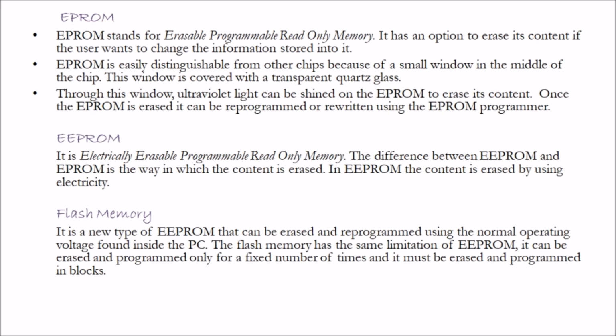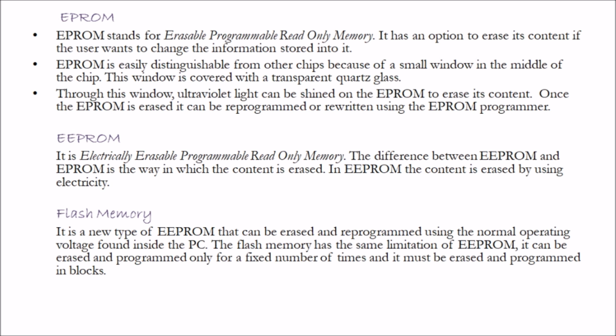EPROM. EPROM stands for Erasable Programmable Read-Only Memory. It has an option to erase its contents if the user wants to change the information stored into it. EPROM is easily distinguishable from other chips because of a small window in the middle of the chip. This window is covered with a transparent quartz glass. Through this window, ultraviolet light can be shined on the EPROM to erase its contents. Once the EPROM is erased, it can be reprogrammed or rewritten using the EPROM programmer.